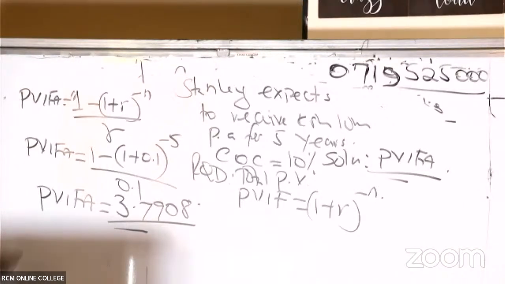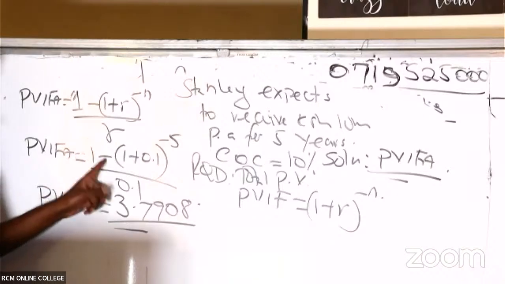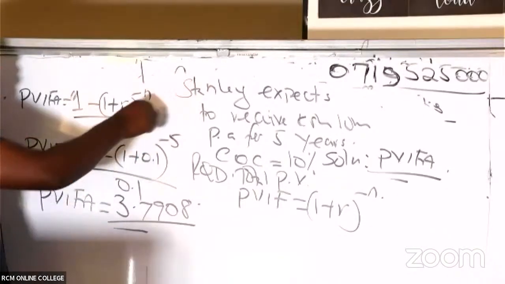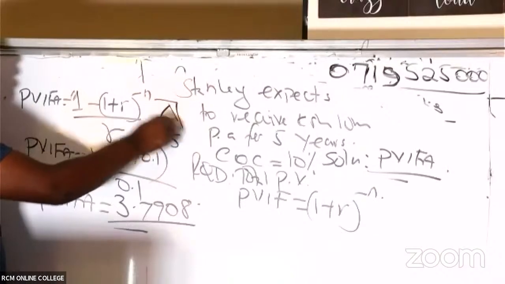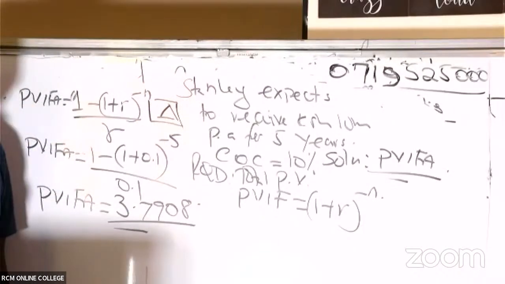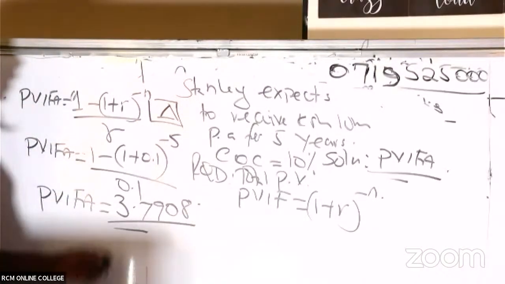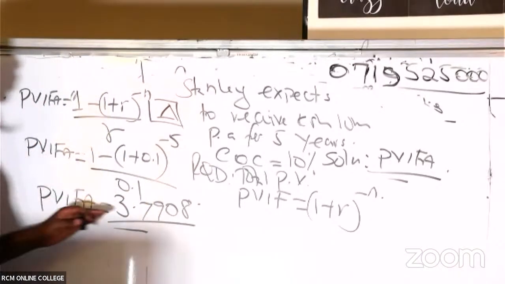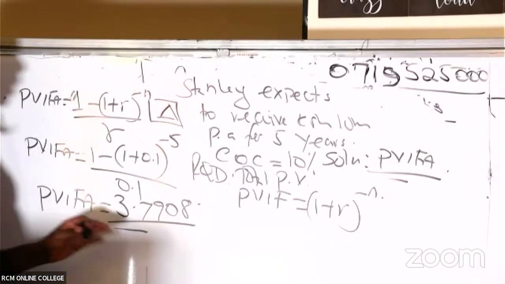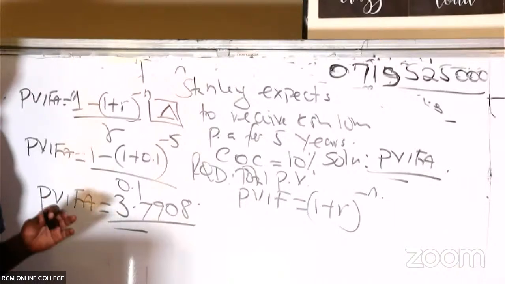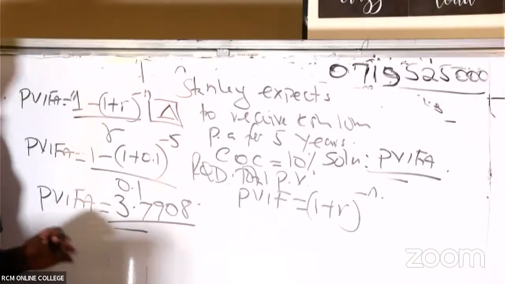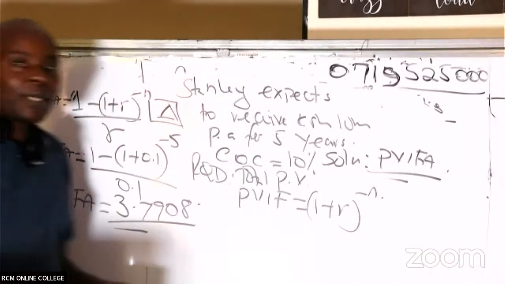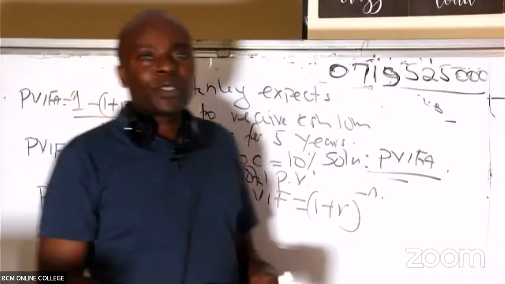3.7908. How did I get this? I took 1 minus 1.1, then ensure that you know how to raise like this. So you raise to negative 5, and then you say equals first. Once you say equals, you are able to get the numerator. Whatever answer you get, you divide by 0.1. Elijah has confirmed 3.7908.